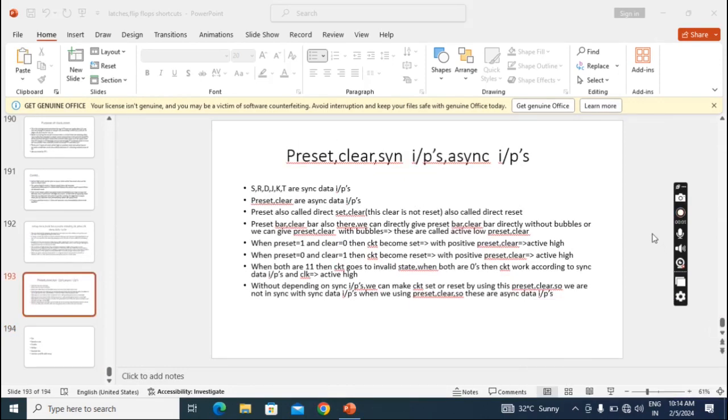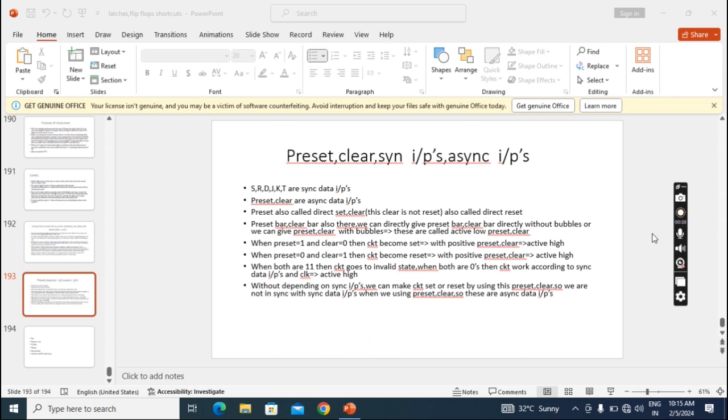In this lecture, we'll discuss preset, clear, sync inputs and asynchronous inputs. The flip-flop data inputs we discussed, S, R, D, J, K, T, those are sync or synchronous data inputs. Preset and clear are called asynchronous data inputs. Preset is also called direct set and clear is also called direct reset. But clear is not a reset. Okay, remember that.